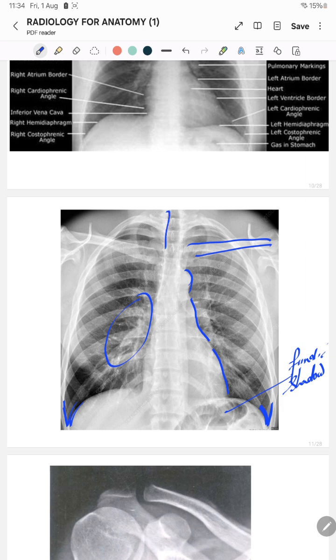This is the shadow of the trachea. It should be in the middle. This is the diaphragm, hemidiaphragm. These tear-shaped structures are the spines of the vertebrae.